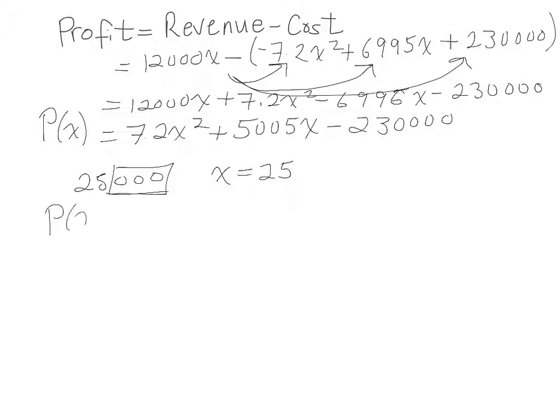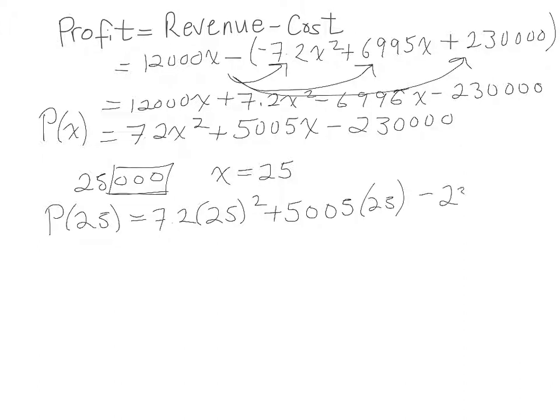And if we do that, everywhere we have an x, we're going to be substituting 25. And solving. So the profit when we have sold 25,000 calculators is a negative number. Negative 100,375. So in fact, this is a loss for the company. It's a negative profit, meaning that you're paying out more in cost than you're bringing in revenue.